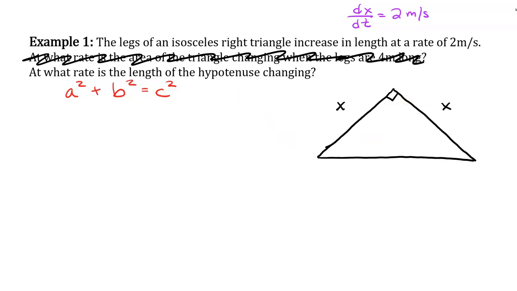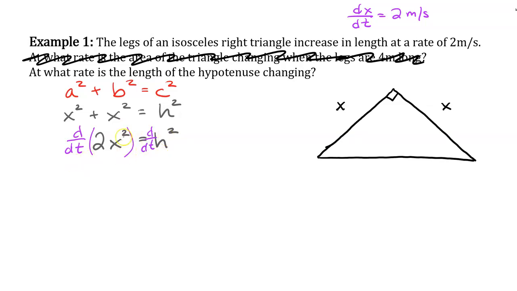We adapt it to our specific problem. So we have the two lengths are x, so x squared plus x squared equals our hypotenuse squared. So I'll just put h for the hypotenuse, that's easy enough. So that gives us 2x squared equals h squared for our formula. Wonderful. So now we need to take the derivative with respect to time. So d/dt of each side.